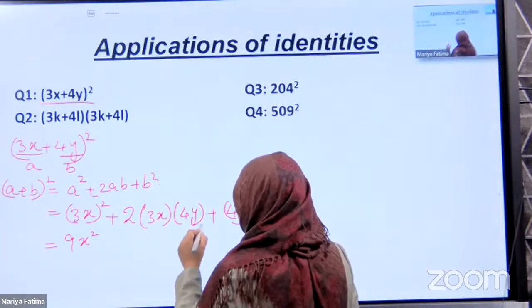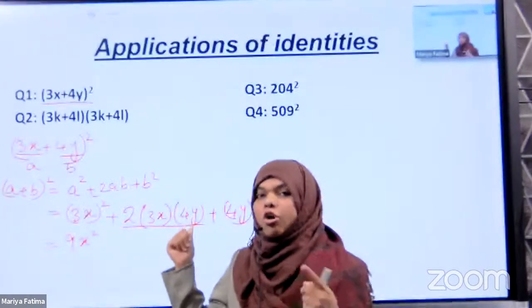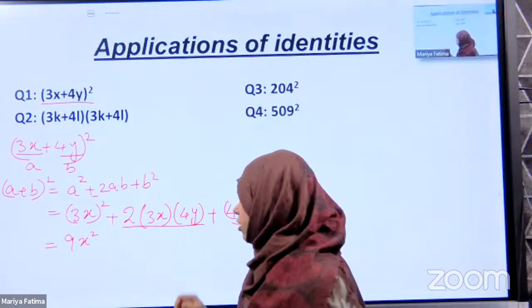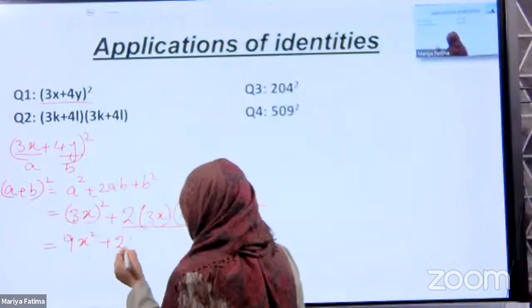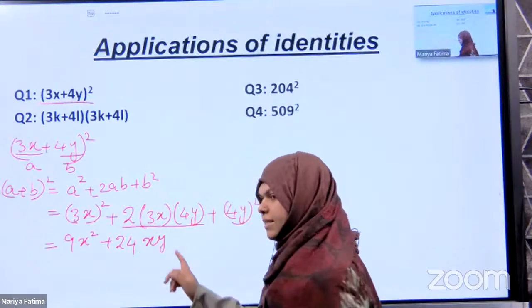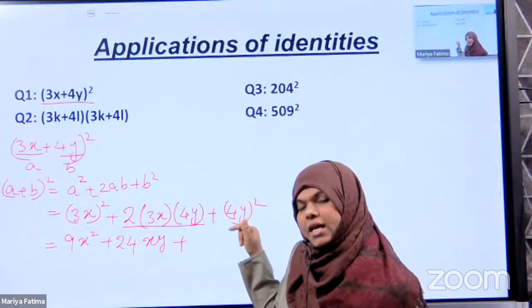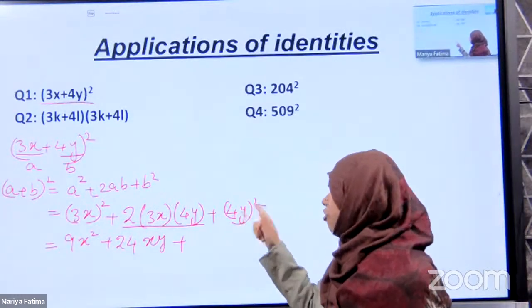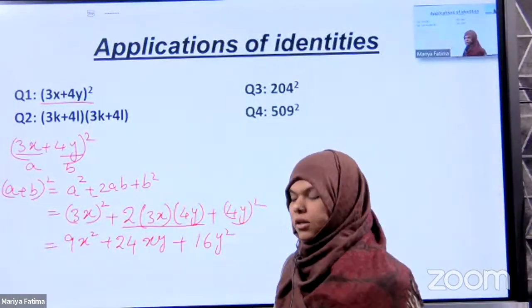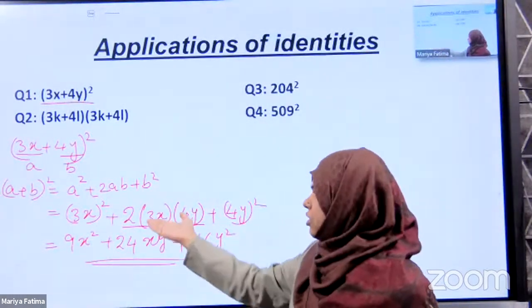Now all these are in multiplication. How to multiply monomials? First we need to multiply the coefficients. So 2 3s are 6, 6 4s are 24. So we have to write plus 24. Then what are the variables? x and y are the variables. You have to write x and y. Then plus 4y square means it is 4 square as well as y square also. So 4 4s are 16, 16y square. So this is the answer of this expression.